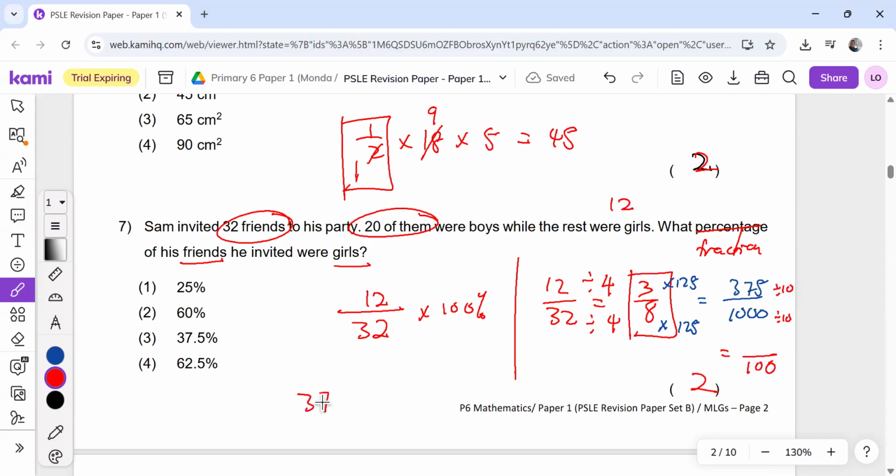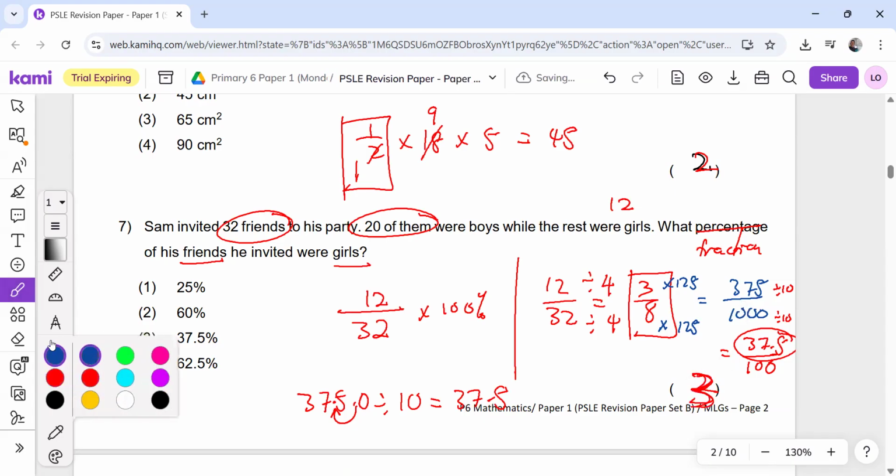375 divided by 10 is what? 375 divided by 10. There is no decimal point, so create a decimal point. And then you shift left one time, and you will get 37.5. So your fraction is 37.5 over 100. So what is the percentage? The percentage is on top. Once your denominator is 100, your answer is on top already, which is 37.5%. Let me double check. Is there a mistake there? What did I put number 2? The answer is number 3. Sorry, it's number 3. Okay, so do you get the answer correct now? Okay, we did not put the answer wrongly.